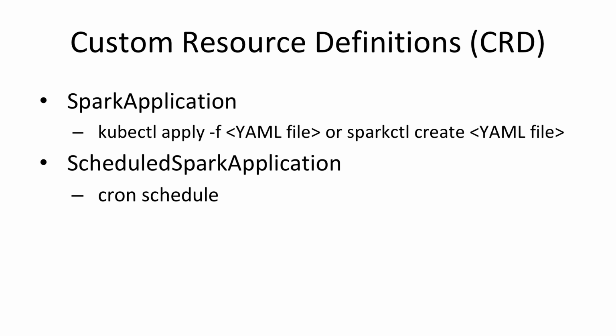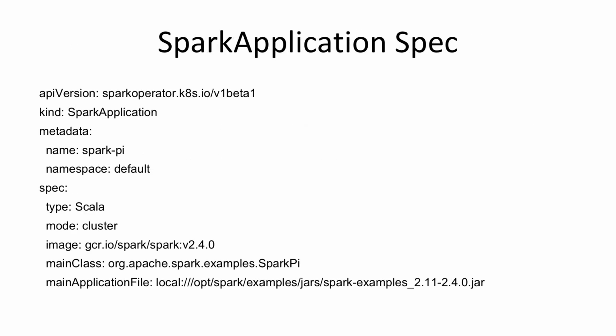There's two basic things. One is a Spark application, which is a basic kind of on-demand application that we're used to running, or you can have a scheduled Spark application, which is run on a cron type of schedule. And again, you can use kubectl or sparkctl to kick off the YAML file to start the application.